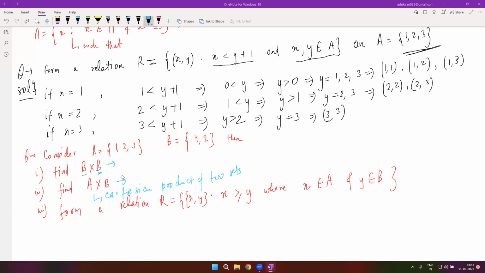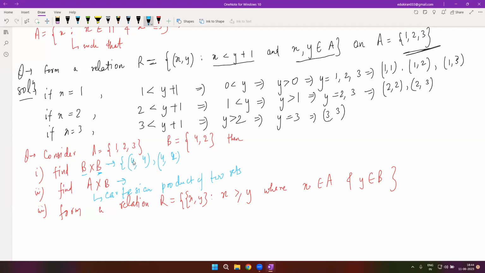We have to find out B cross B, and to find out B cross B, both of the elements should be from B, right? First element and second element. Now B contains two elements, 4, 2. So we have to basically relate each element with itself. So first we will take one element from B, right? And then we will exhaust all the possibilities of set B. So we will take 4, then we will connect 4 with 4, and then 4 with 2.